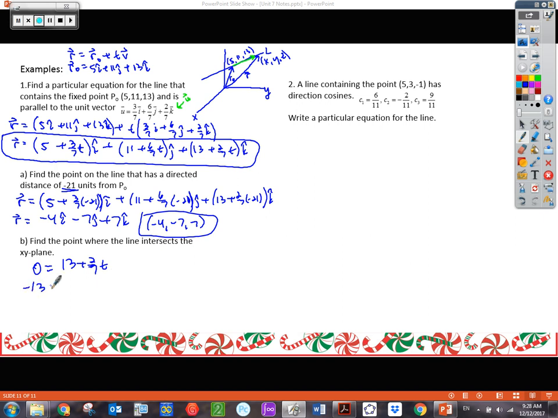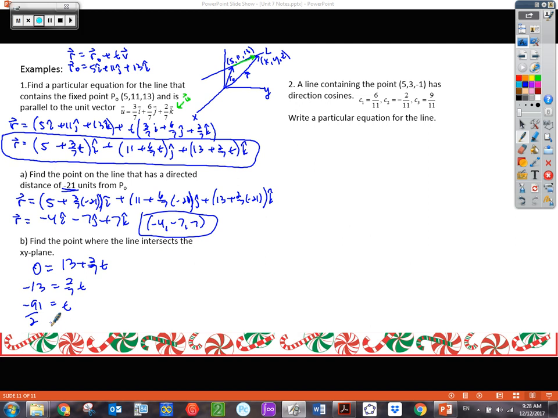So I would move the 13 over, multiply by 7/2, and I get, oh, the beautiful number of negative 91 halves. That's going to be lovely to calculate with, right? Woo, negative 91/2. So how is that going to help me? Now that I know the t value of negative 91/2, how am I going to find that point? What would I do?